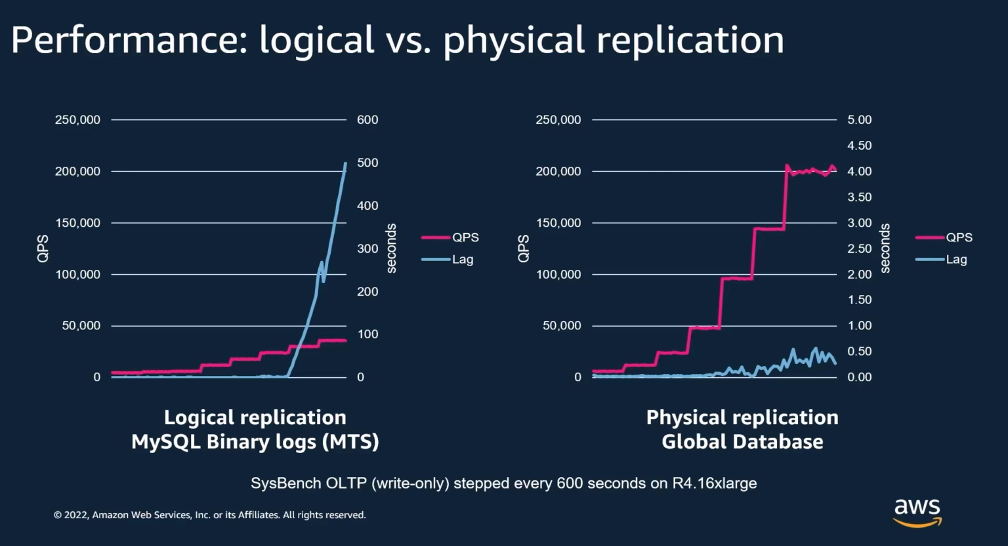As you can see, when using binlog-based logical replication, we were able to get roughly 40,000 queries per second, and then the lag skyrocketed to several hundreds of seconds, essentially unable to scale any further. The physical replication, on the other hand, was able to continue to scale seamlessly all the way up to 200,000 queries per second, which was the performance ceiling of that instance type for the test, while keeping the lag under a second. So you can see that the physical replication is very efficient and is able to scale seamlessly.